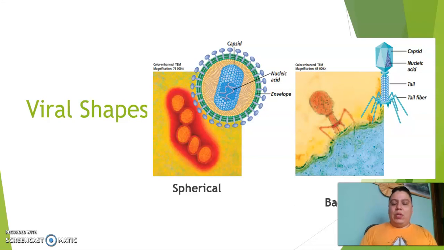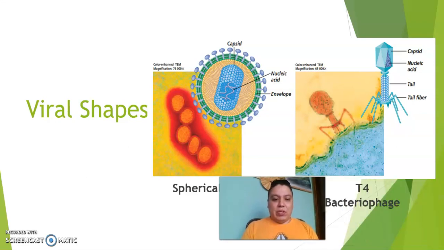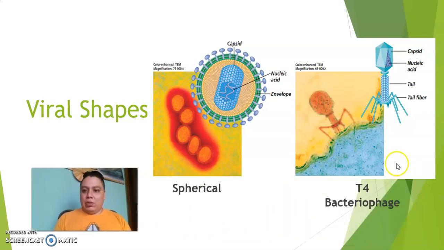In your book, and if you do some research, you're going to find that there are 4 basic types of viral shapes. But we're going to focus on these 2 over here. The first one is this spherical shape, which is the shape that the coronavirus has. And now we're going to focus on this one over here, which is the T4 bacteriophage. Let me move myself a little bit over here, and that way you can see. So in here you have the T4 bacteriophage. Alright, so we're going to focus on these 2 shapes of viruses.